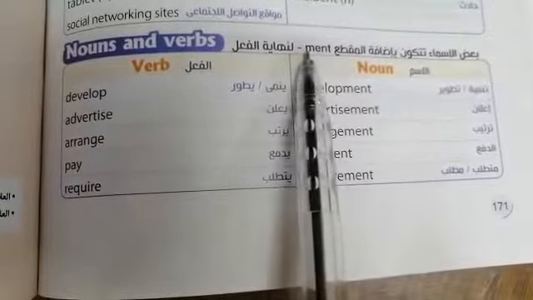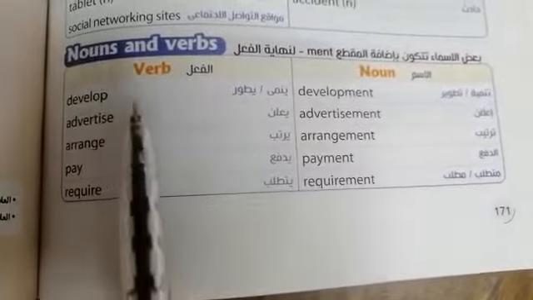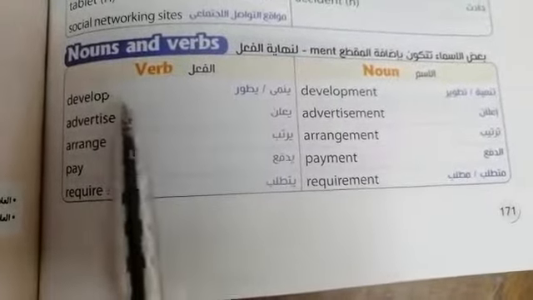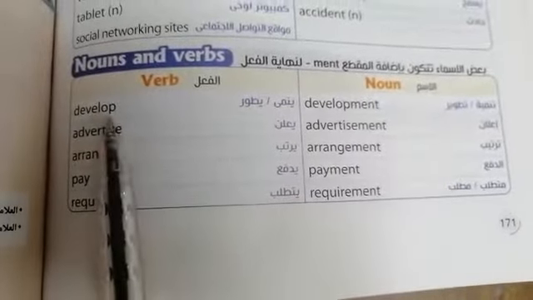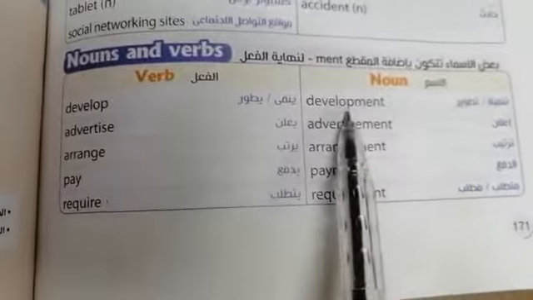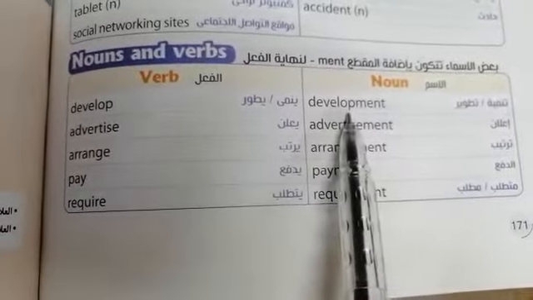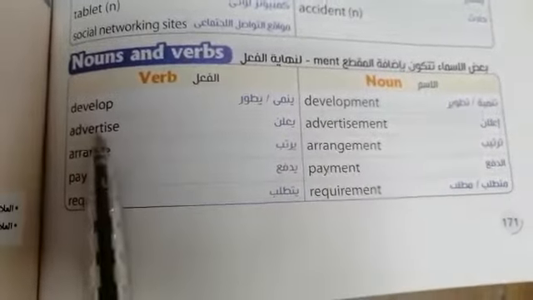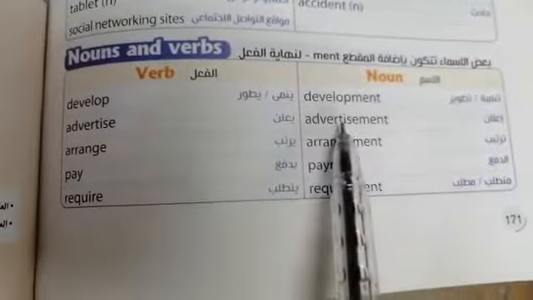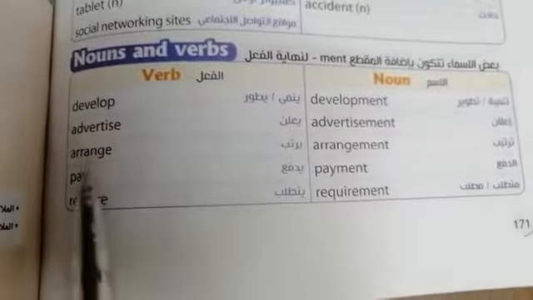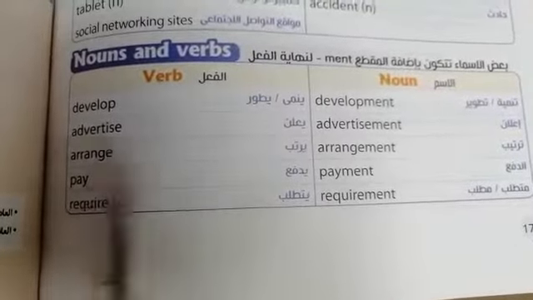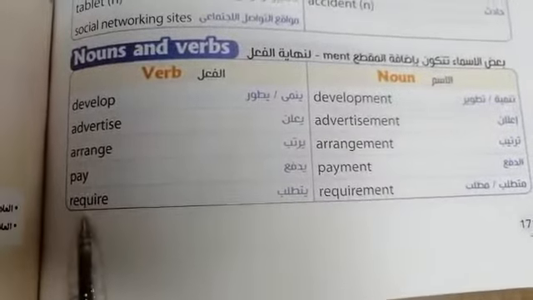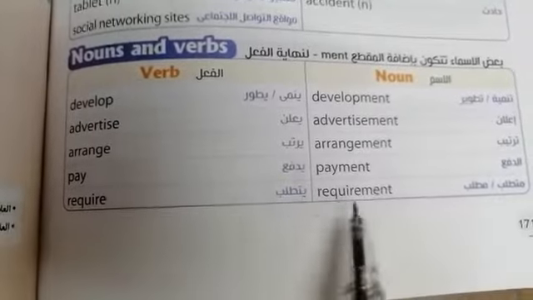Now we're going to explain some verbs and how we change these verbs into nouns by adding the suffix ment at the end of each verb to change the verb into a noun. Develop as a verb, development, تطوير, تنمية. Advertise, verb, advertisement. Arrange, arrangement. Pay, payment. Require, يتطلب, requirement.